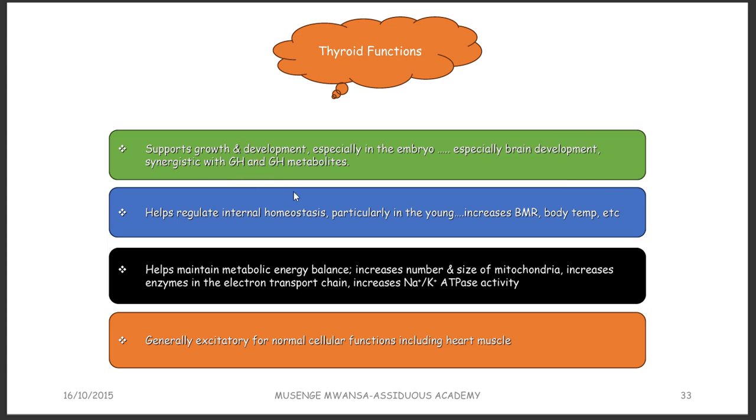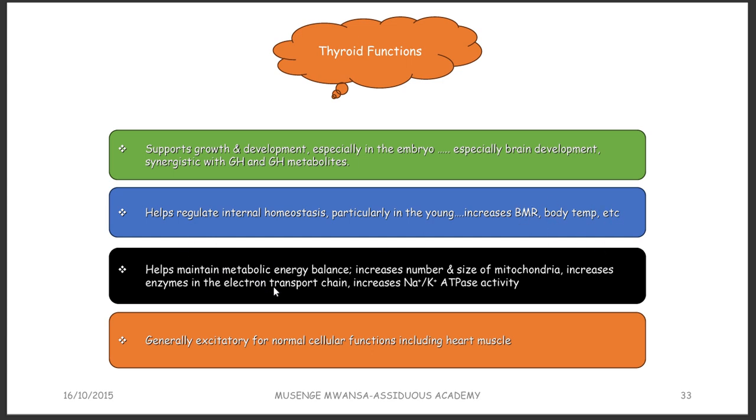hormone. It also helps to regulate internal homeostasis in the young. For example, it will increase the basal metabolic rate. Thyroid hormone is involved in regulation of internal homeostasis by increasing the basal metabolic rate. This is the rate at which you are able to work, the energy that you are spending, the body temperature.